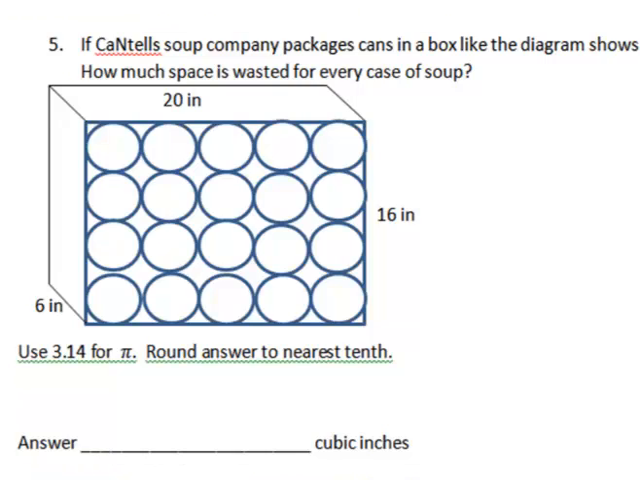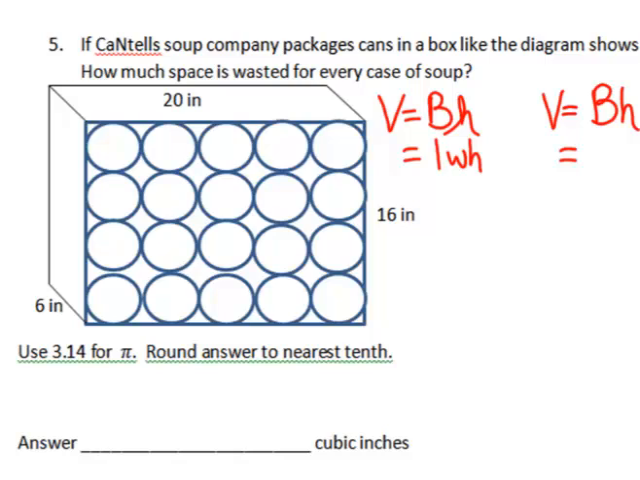The next question is about this Cantel Soup Company packages their soup cans in a box. And the question is, how much space is wasted for every case of soup? So I really need to figure out the volume of the rectangular prism first, which is really length times width times height. And from that, I'm going to subtract the volume of the cans. Now, thankfully, all the cans are the same size, and there's 20 of them. Okay? So I need to find the volume of one can, area of the base times the height. And really, the can is a cylinder, so that's the same thing as pi r squared h. And I'm going to take whatever that is and multiply it by 20, because I have 20 of them.